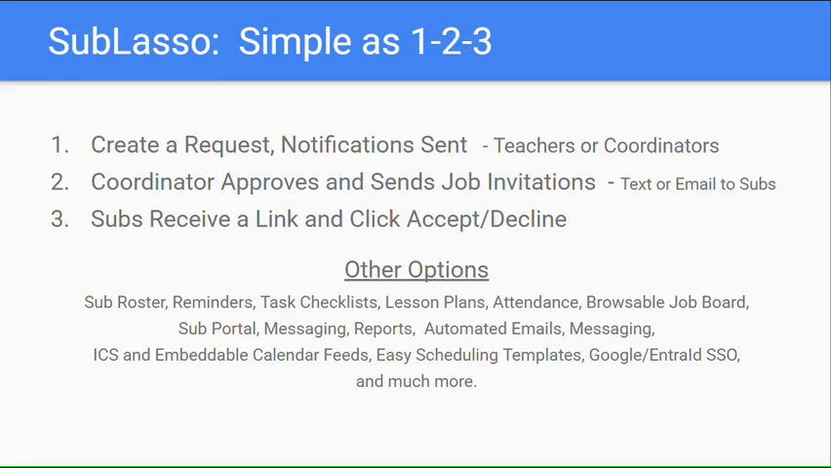The process begins when a teacher or coordinator creates a request. Once the request is submitted, notifications can be sent to the appropriate coordinator or team. The coordinator can then review the request, approve it, and send job invitations to substitutes by text or email. Substitutes receive a simple link where they can accept or decline the job without needing to log in. From there, the school can track responses, confirm coverage, and keep everyone informed.